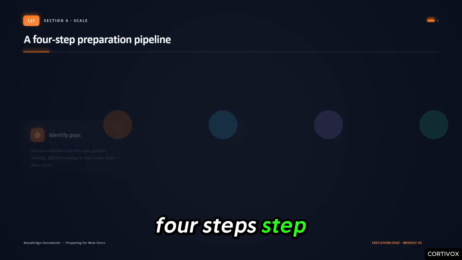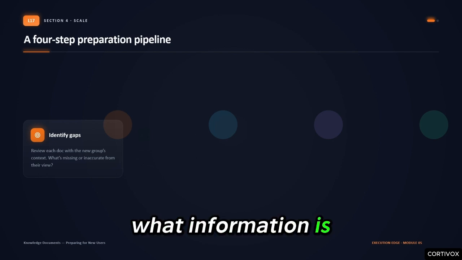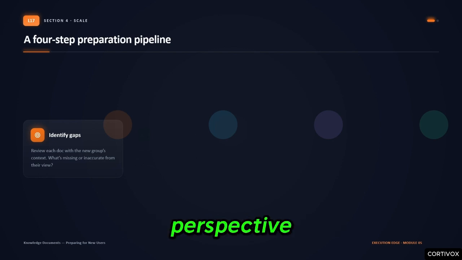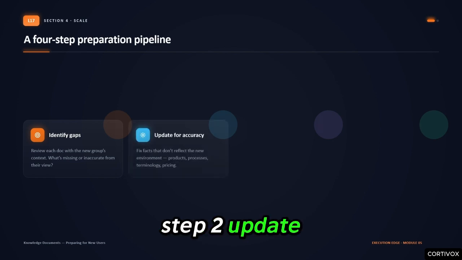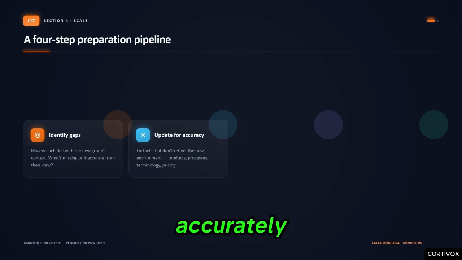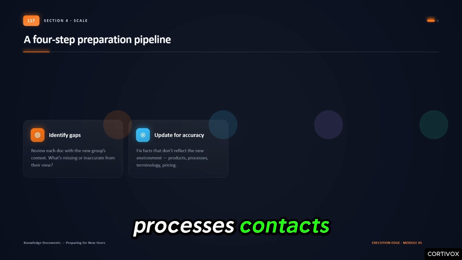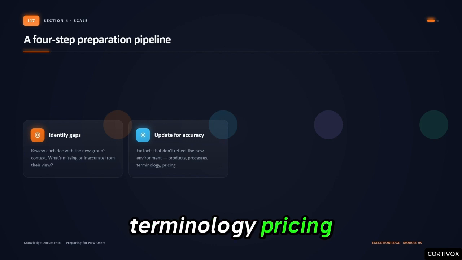4 steps. Step 1, identify the gaps. Review each document with the new user group's context in mind. What information do new users need that is not currently present? What information is inaccurate from their perspective? Step 2, update for accuracy. Any factual information that does not accurately reflect the new user's environment needs updating. Products, processes, contacts, terminology, pricing.